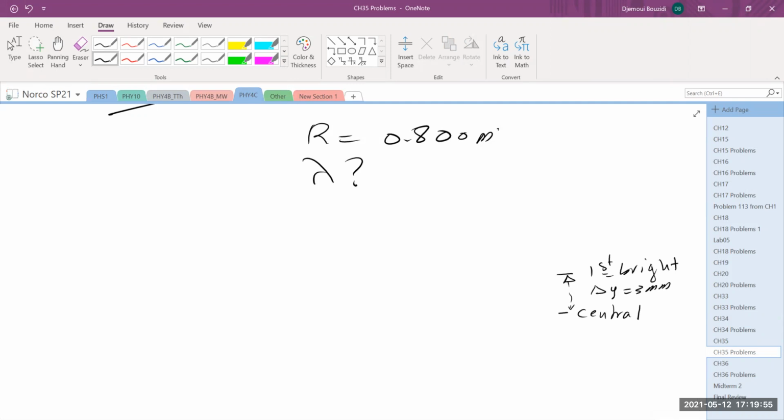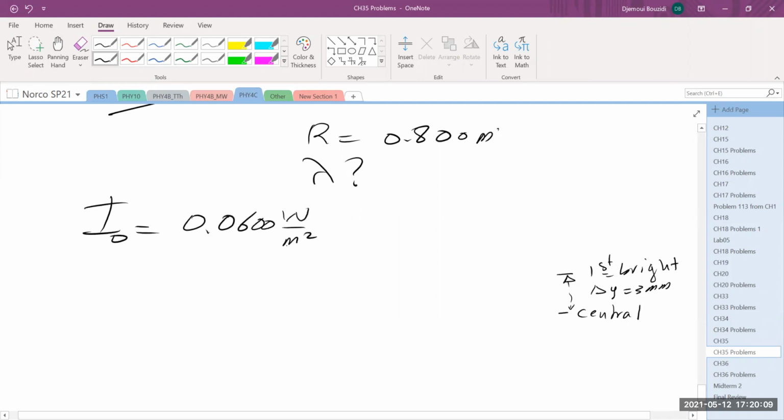The intensity at the peak of the center is 0.0600 watts, so I naught is equal to 0.0600 watts per square meter. They gave us the central intensity. What is the intensity at the points on the screen given by 2 millimeters and 1.5 millimeters from the central bright fringe?